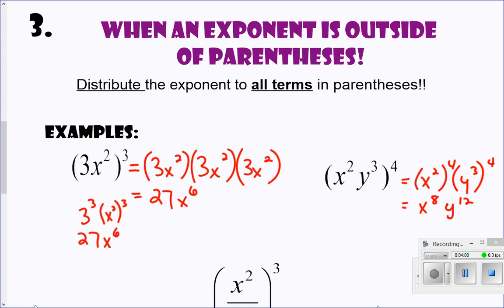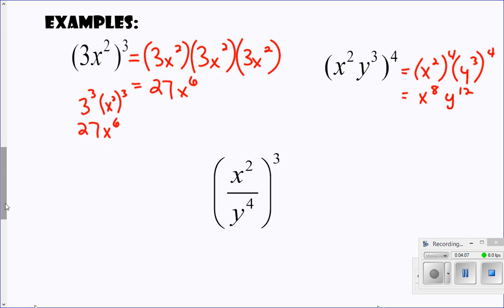Next, if I can scroll down here. So we have x squared over y to the 4th, and that's cubed. So again, our rule says we're going to distribute the cube, and then we're going to multiply. 2 times 3 is x to the 6th, and 4 times 3 is y to the 12th. And these are not the same base, so I can't simplify that any further.